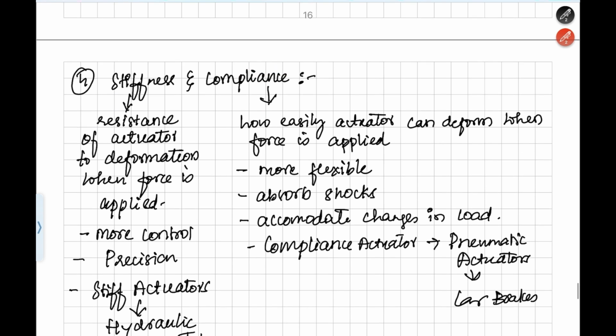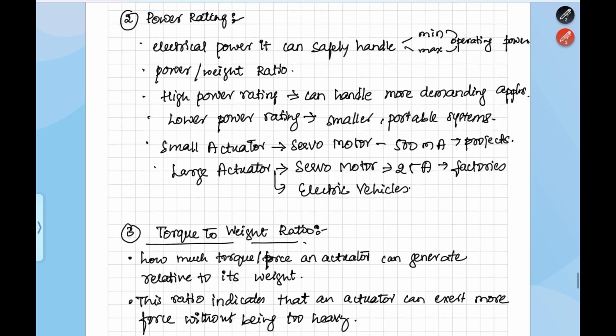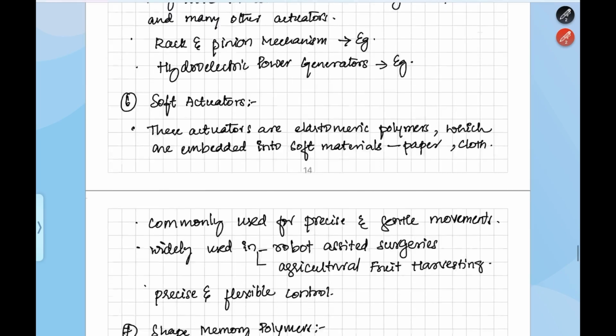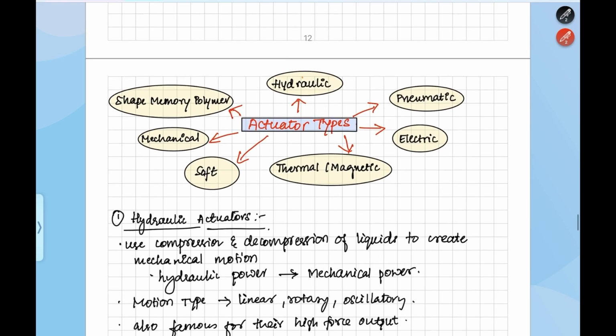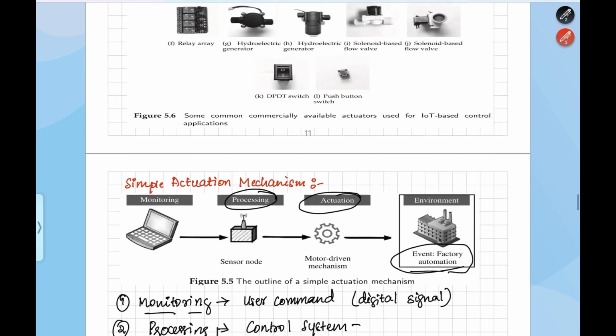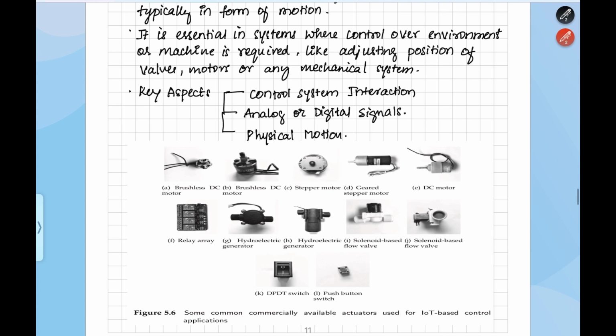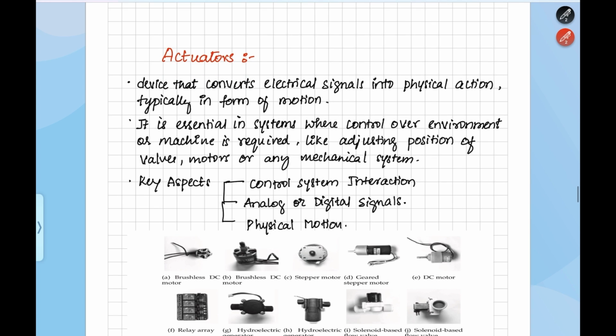So this was all about the characteristics. We have discussed all the characteristics and we have spoken about the actuator types. We saw a simple actuation mechanism. We discussed the commonly available actuators, and we looked into the definition of actuators. So this is the end of the video.